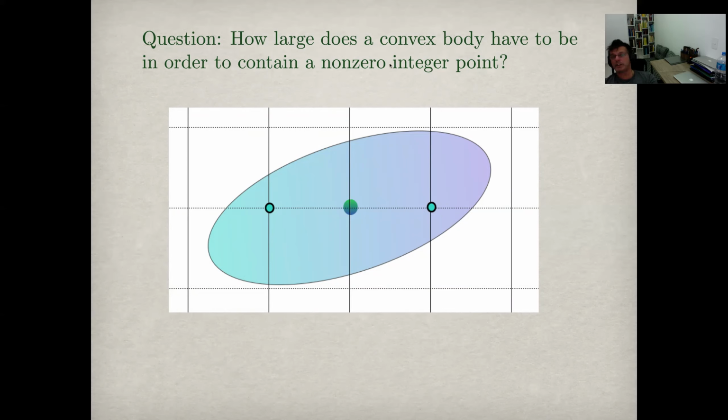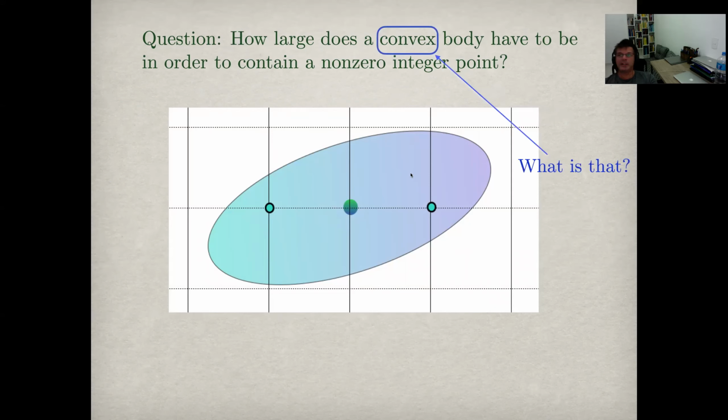For example, one consequence is the Fermat theorem of the sum of squares. One can use this to prove that every prime that's 1 mod 4 is a sum of 2 squares, but by just proving the existence of an integer point in some convex body.